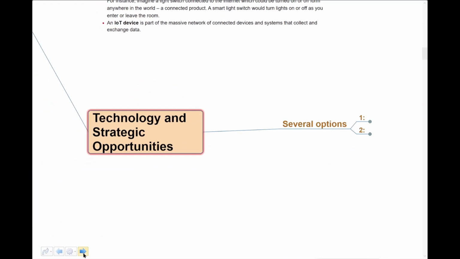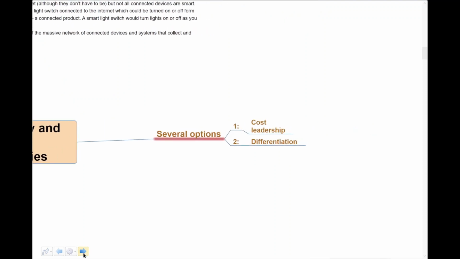In terms of the opportunities that new technology, be it cloud, smart, mobile, etc., provides companies with, there are two main areas here. The first area is a term that we're familiar with, cost leadership. This comes from Porter's generic strategies and the suggestion by Porter that businesses have a couple of different ways where they can seek competitive advantage.